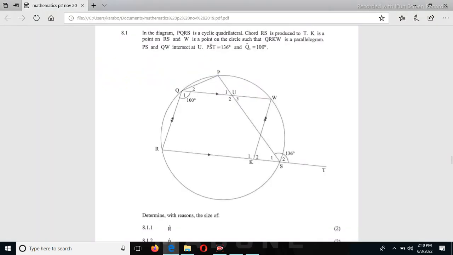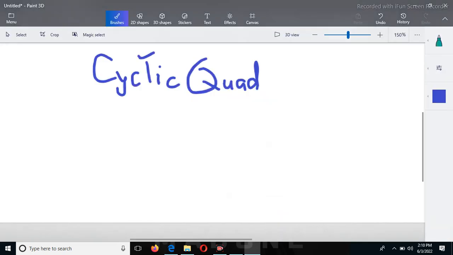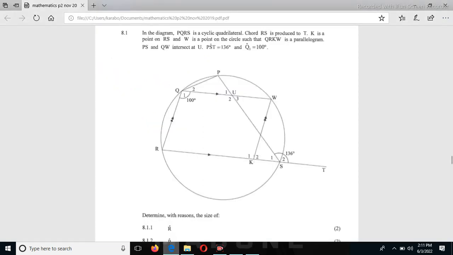They say the cyclic quad is P, Q, R, S, right? What do we know about a cyclic quad? We know that opposite angles of a cyclic quad should give me 180, right? So guys, I have R already, and I told you that my R is going to be equal to 80, right? We found that using parallel lines, right? I don't know why I keep on using the small r. My R is 80, right? And now, guys, look at this properly. My cyclic quad is PQRS.